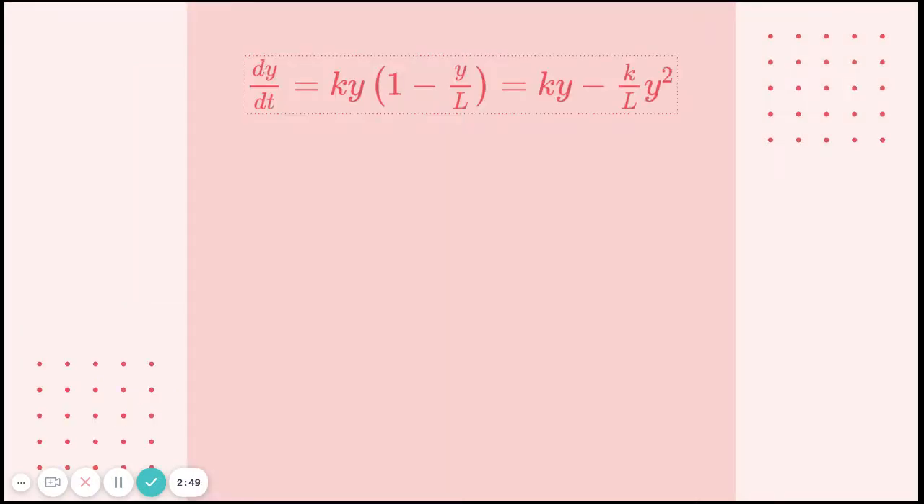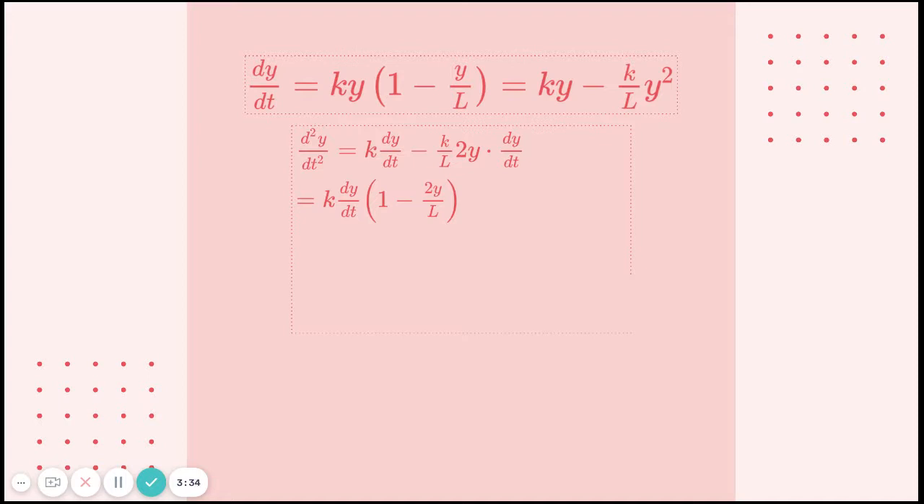Continuing with the differential equation, but this time we're going to distribute ky into 1 minus y over L, which is equal to k times y minus k over L times y squared. Now let's take the second derivative of that. Remember that k and L are both constants, so the second derivative is just k times dy/dt minus k over L times 2y dy/dt. Taking out the common factors, we'll have k dy/dt multiplied by 1 minus 2y over L.